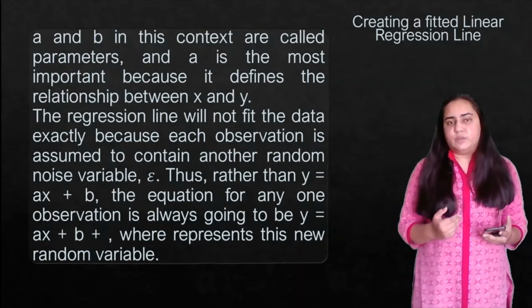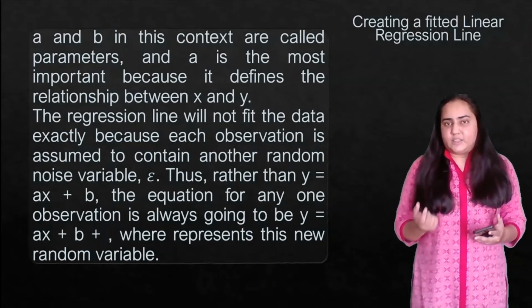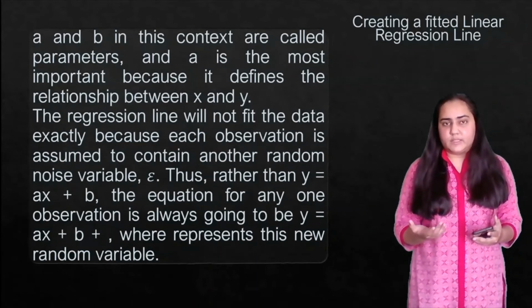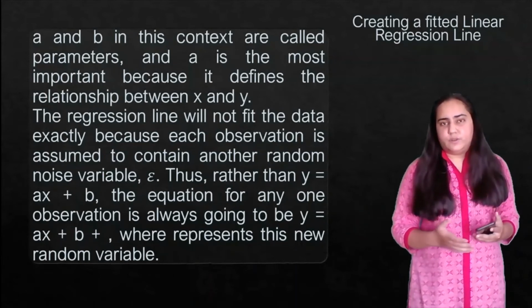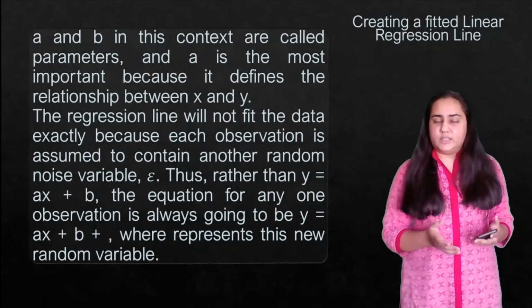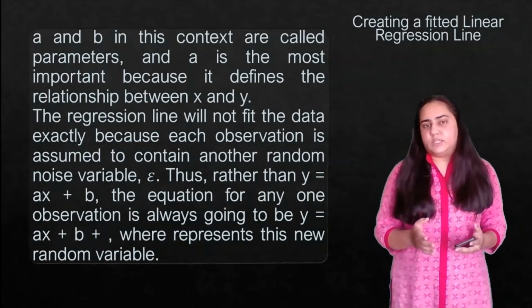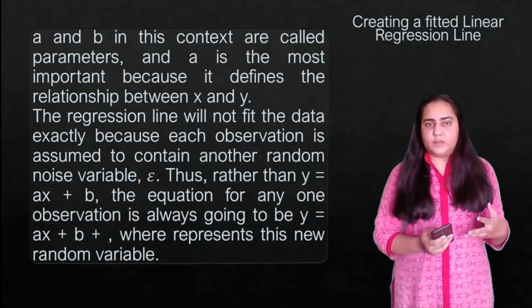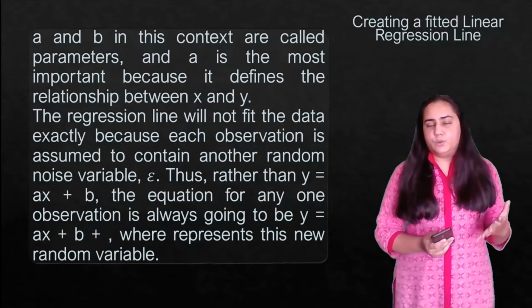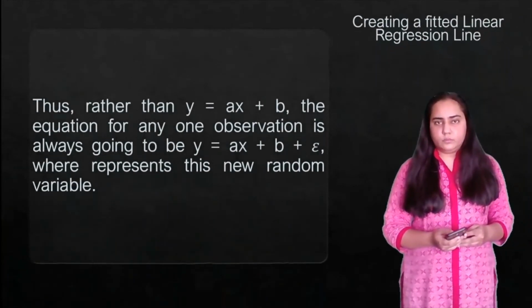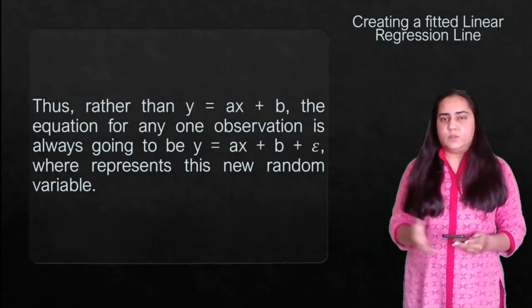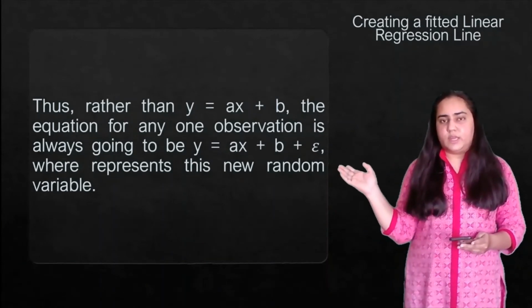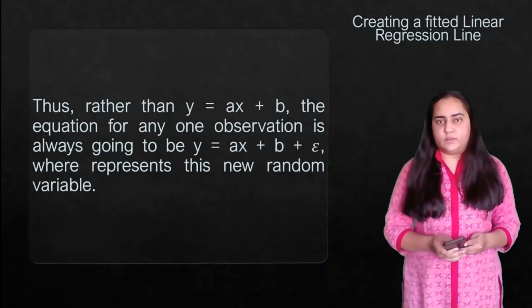So there is ax plus b plus epsilon, because epsilon is that extra variable that's going to be added, which is a noise variable, because your regression line is not necessarily going to fit your data exactly. You're just trying to find an approximate one. So here epsilon represents the new random variable that is added. So rather than y is equal to ax plus b, it's going to be y is equal to ax plus b plus epsilon, and that's your new random variable.